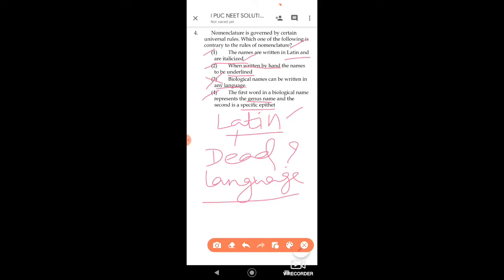So out of these 4, as I said, which is contrary, we have to select the wrong statement. So option 3 is the correct answer. You need to go for option 3. Fifth question, which one of the following is not a correct statement? Again, you have to select the incorrect statement, dear students. So 4 options have been given. Let us understand all of them.